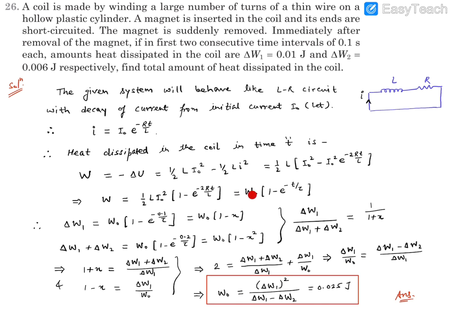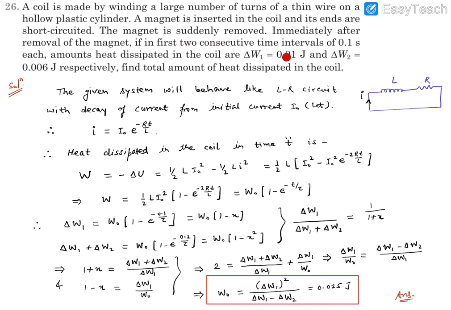We are looking for W naught, which is our final response. So W naught will be equal to, with a cross multiplication, ΔW1 squared divided by ΔW1 minus ΔW2. So the total amount of heat dissipated depends on the given heat dissipations as ΔW1 squared divided by ΔW1 minus ΔW2.